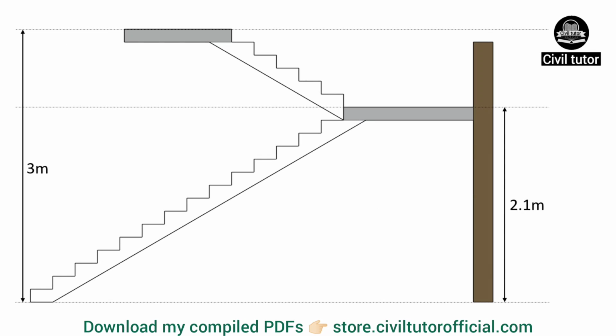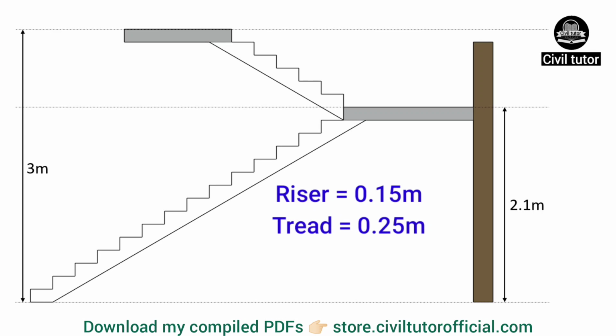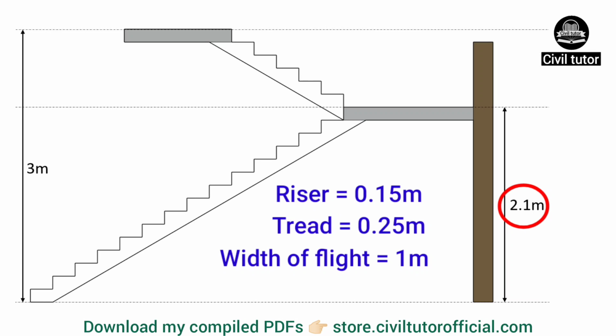Let's take the case of a residential building in which we need to construct a staircase with a 3 meter floor height. Let's take the size of its riser equal to 150 mm, size of tread equal to 250 mm, and the width of its flight equal to 1 meter. The height of the first flight must be kept 7 feet or more or around 2.1 meter from the ground floor to utilize the space beneath it for some other purposes, or you can keep both the flights at equal heights depending on your need.